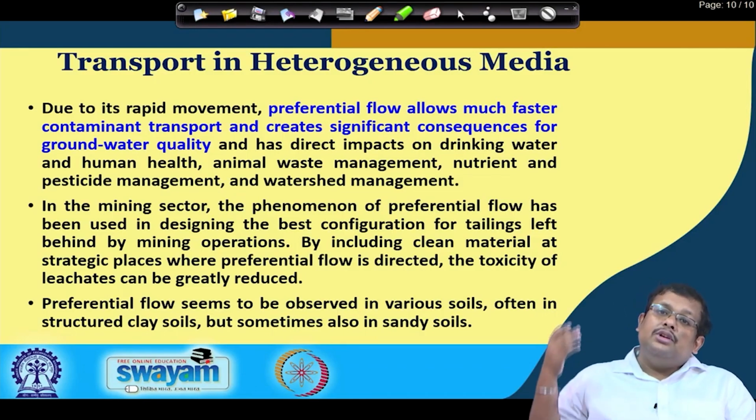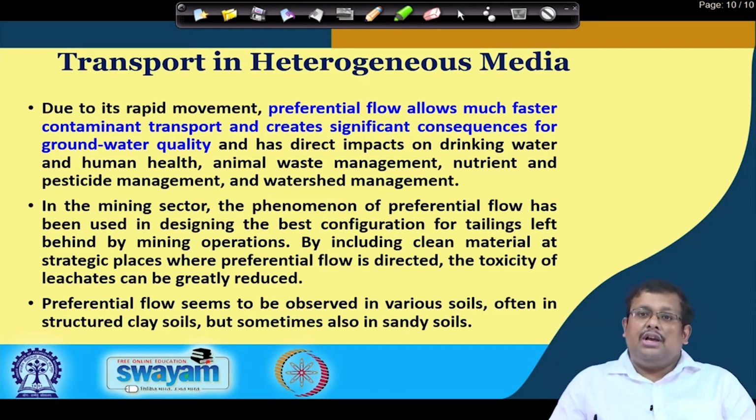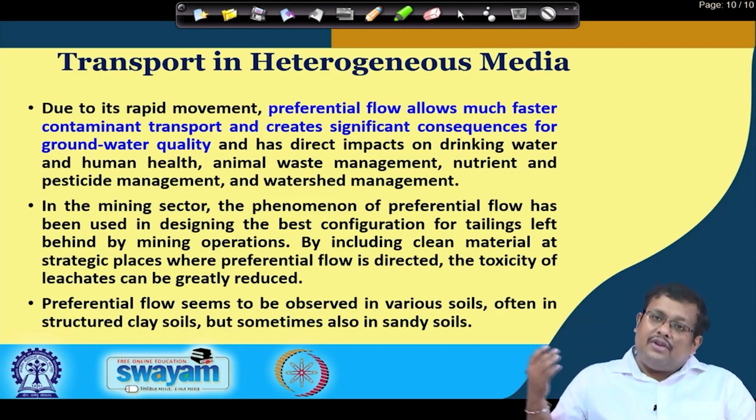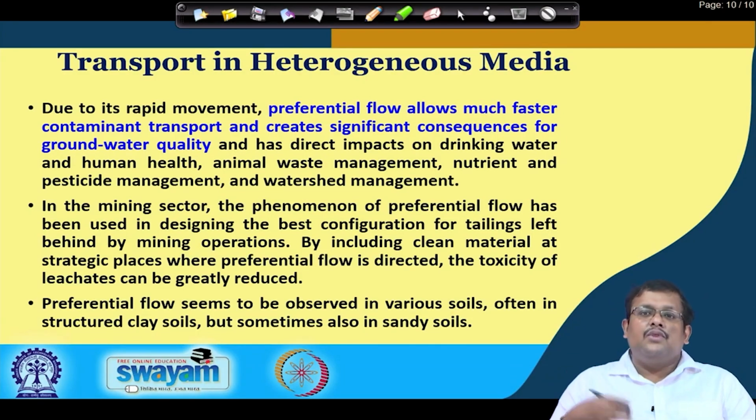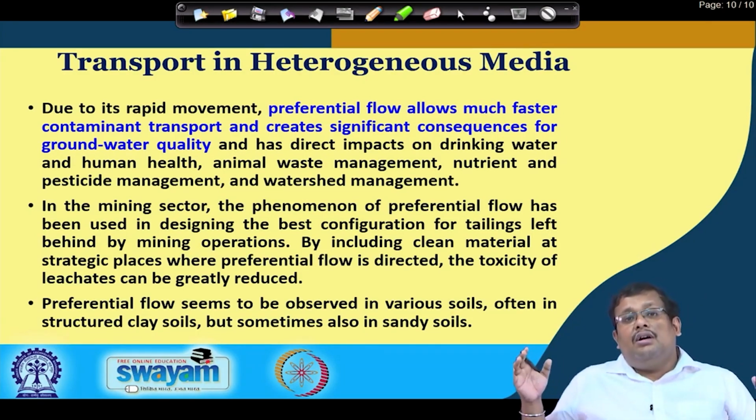So, obviously, all these things leach down through the soil and also sometimes go to different water bodies or mix into the groundwater to create the problem. So, this is the problem of pollutant transport which is created by preferential flow.